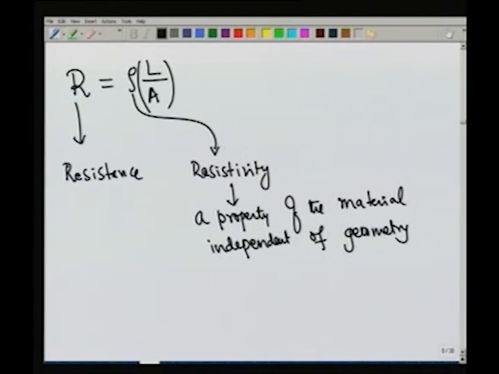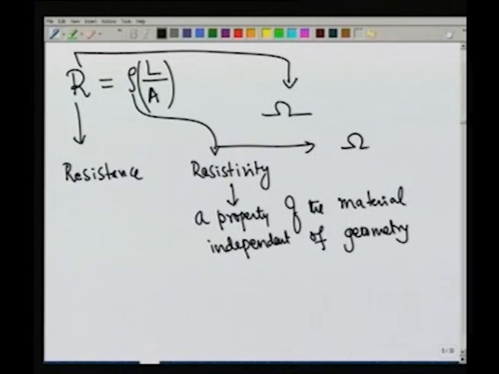So everyone knows that resistance is measured in the units of ohms. So this is measured in unit of ohms. L by A is nothing but 1 over length. Therefore, my resistivity is measured in the unit of ohm meter. Old fashioned people sometimes use ohm centimeter, but SI units is what we are all the time going to use. It is measured in the unit of ohm meter.